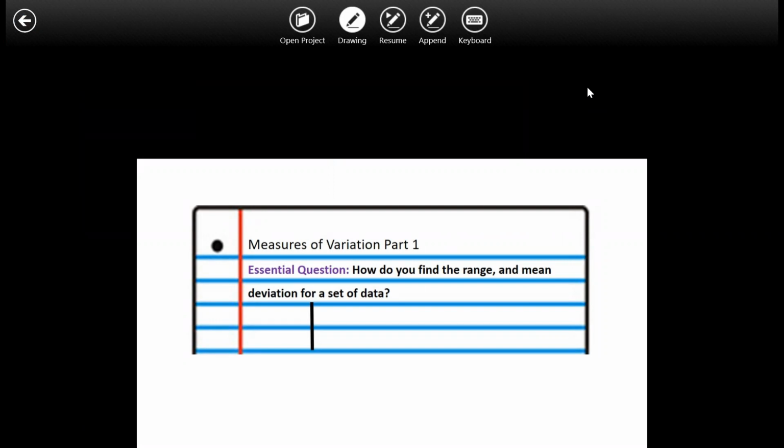Okay, how do you find the range and deviation for a set of data? And when I say mean deviation, what does it mean to us? How does it make sense to us? If I tell you to find it, it tells you an average, but what does it really tell you? What is deviation? That's where we have to be able to find that connection.